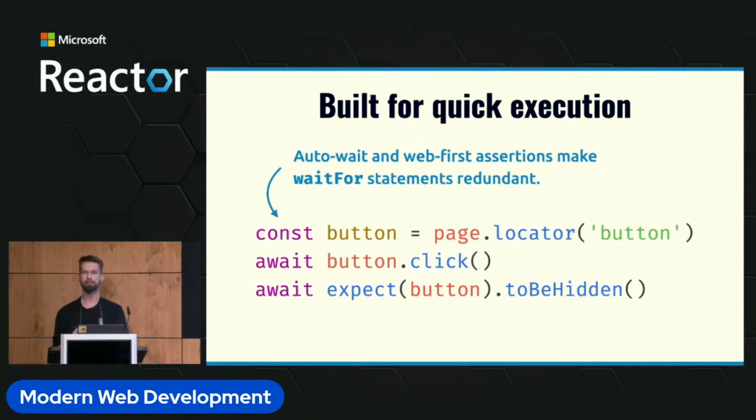So what that means is that you can drop a lot of wait for statements and you can just instruct Playwright, hey, this is what I want to do. This is the state that I expect. And this leads to less flaky tests, and you can just give it to the framework, right? It will figure it out and will time out if the UI doesn't reach the state that you're expecting it to.